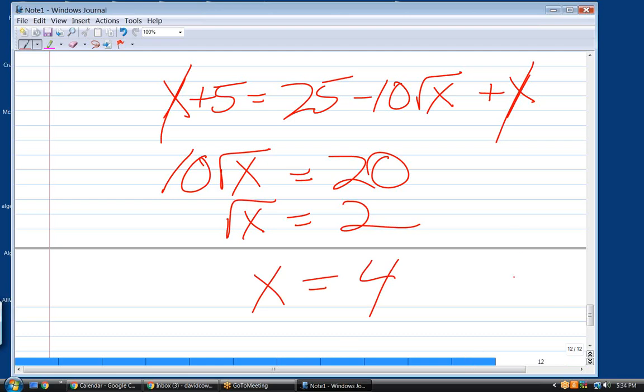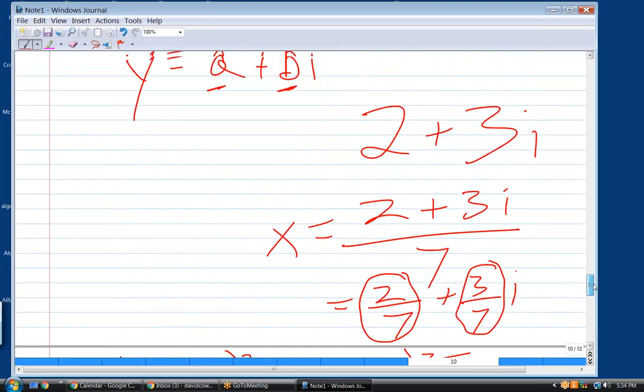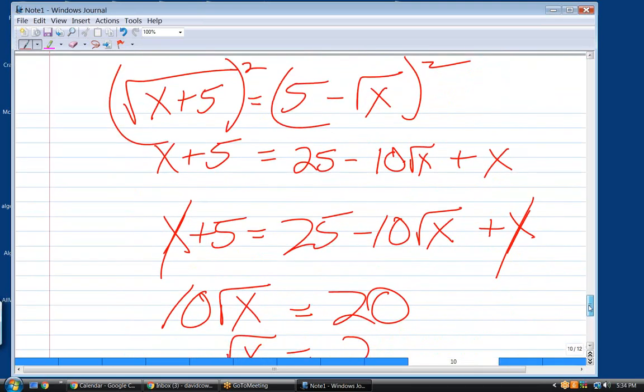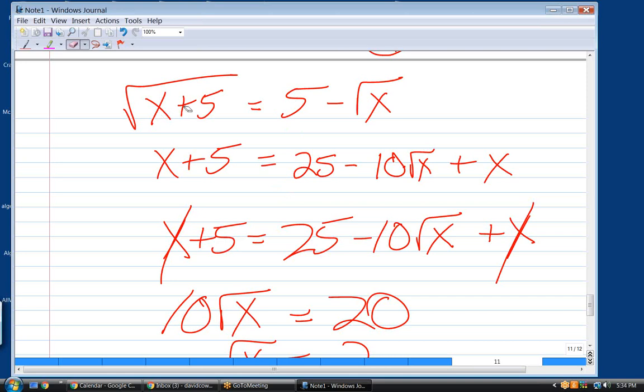Okay. Now, let's check to make sure that that is a solution to this thing. Well, x equals 4. This is what we started with. When x equals 4, this is square root of 9, so that's 3. And when x equals 4, that's 2, so we have 3 equals 3. So it works.